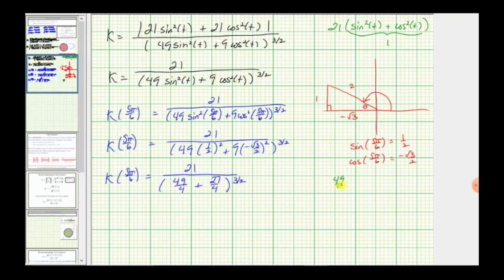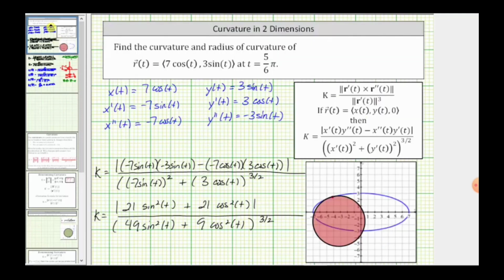And 49 fourths plus 27 fourths is equal to 76 fourths, which is equal to 19. So the denominator simplifies to 19 raised to the 3/2 power. So the curvature at 5 pi over 6 is equal to 21 divided by 19 raised to the 3/2 power, which is approximately equal to 0.25356.